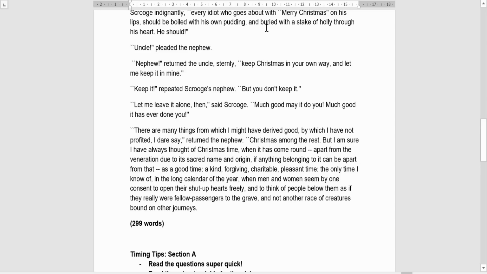Now, we talked about death up here, people being buried with a stake of holly through their hearts, according to Scrooge. But then down here, his nephew talks about the fact that Christmas is a time where people see other people's humanity, and to think of people below them as if they really were fellow passengers to the grave, not another race of creatures bound on other journeys. So they both actually refer to death in order to express their very different views about Christmas.